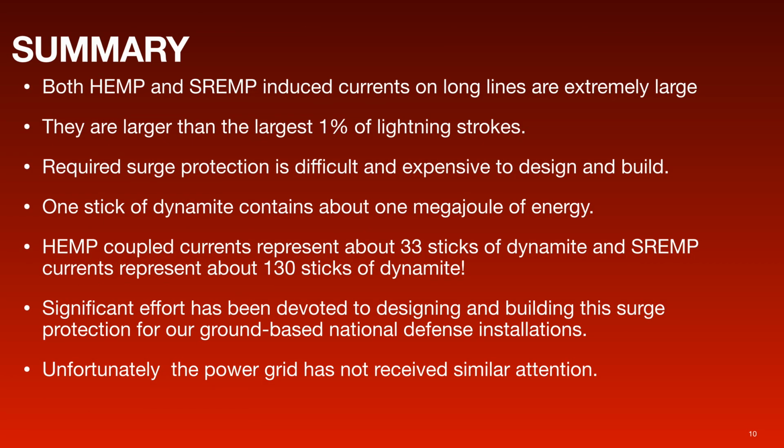Both HEMP and SREMP induced currents on long lines are extremely large. They are significantly larger than the largest of lightning strokes, the largest 1% of strokes. They represent charge transfers of thousands of coulombs and many megajoules of energy. Surge protection for these levels is not easy to design and build. To put these numbers in perspective, the energy in one stick of dynamite is about 1 megajoule. The HEMP currents represent about 33 sticks of dynamite, and the SREMP currents represent about 130 sticks of dynamite.